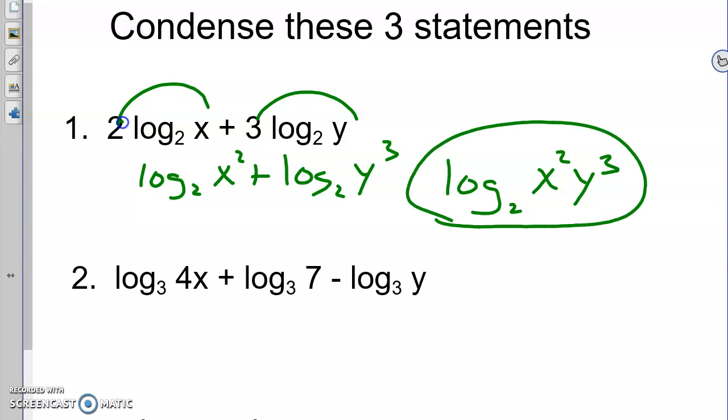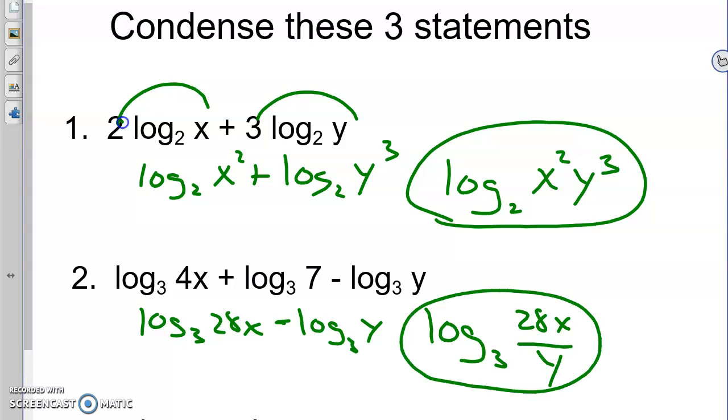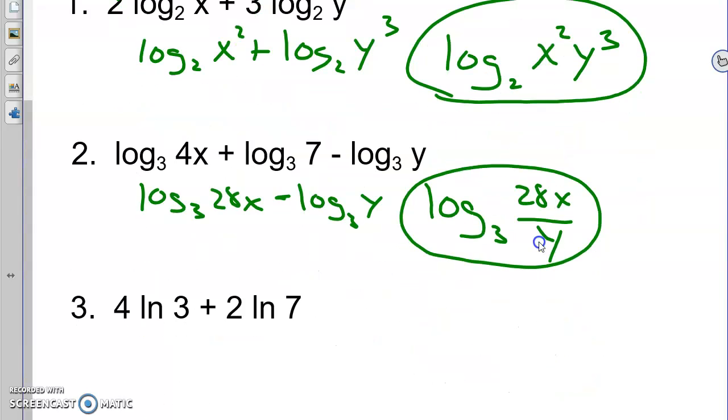Addition means multiply. Okay? For our second one, we're going to multiply due to the addition sign, and that's going to be 28x, with the 3 as the subscript there, minus log, and we always have to have the common subscript. And then the subtraction sign represents division, so it's 28x over y. So once again, we're trying to get a few logs going down to one log.